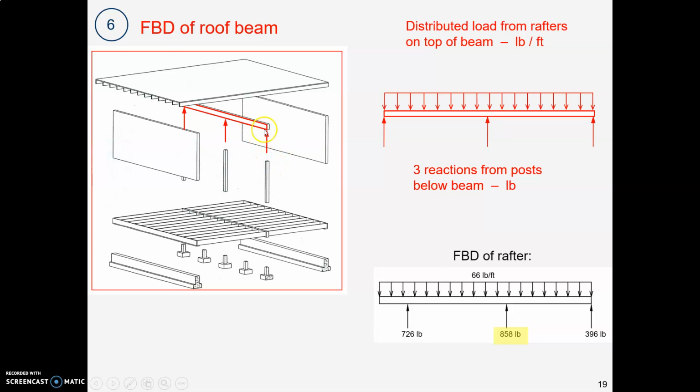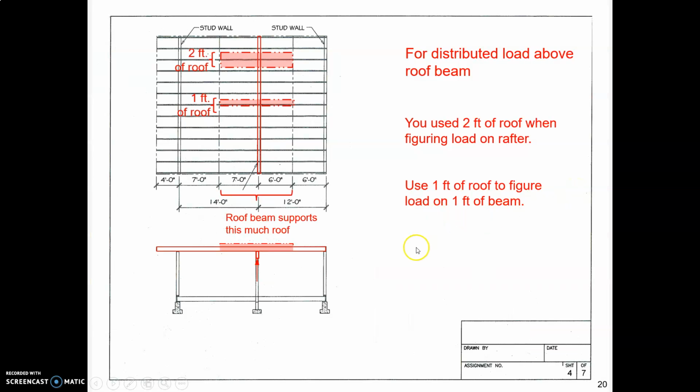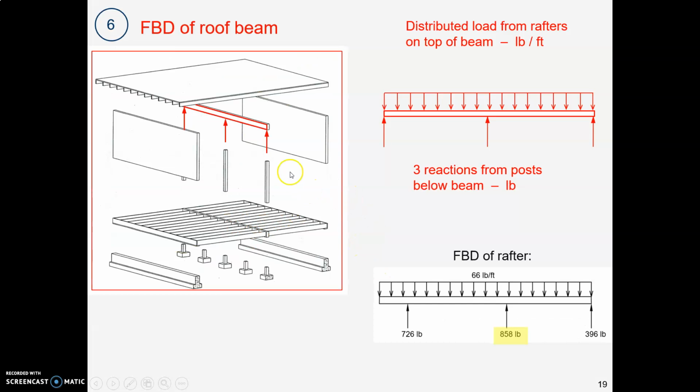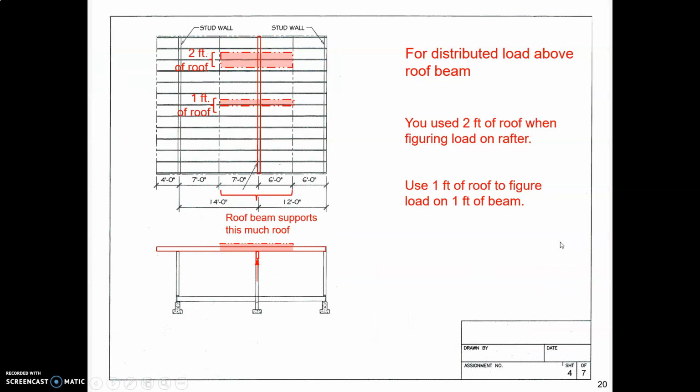And now below the roof beam are these three posts. And that's these three arrows here. And just a reminder again, let me back up. Just a reminder, this roof beam is at right angles to this rafter. So they're perpendicular to each other. All right.